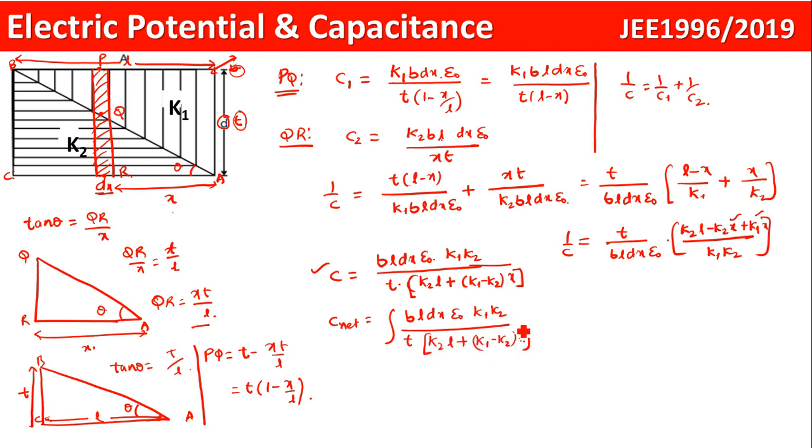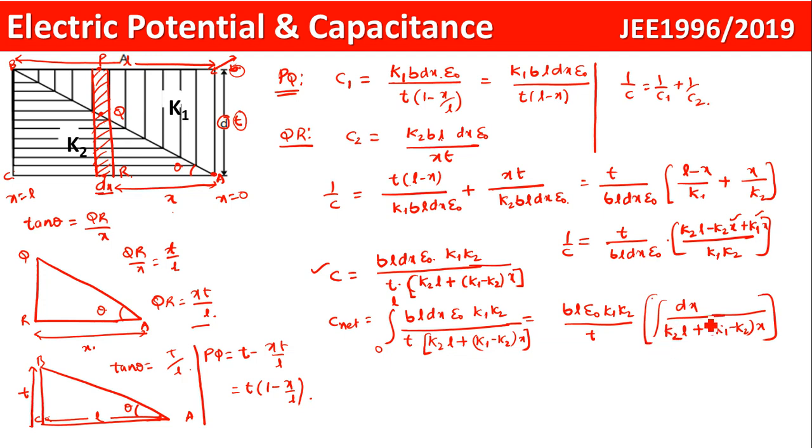Okay, so if I just take all the constants out of the integration, that will be easy for me to do the calculation. And what about the integration limits? If you start from this end, you have to take x equal to 0, and the other end is at x equal to L, isn't it? So limits are from 0 to L. BL epsilon naught K1 K2 divided by thickness, the separation between the plates, is actually constant. So everything else is dx by K2L plus K1 minus K2 into x.